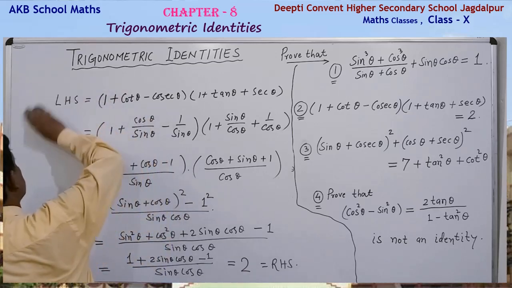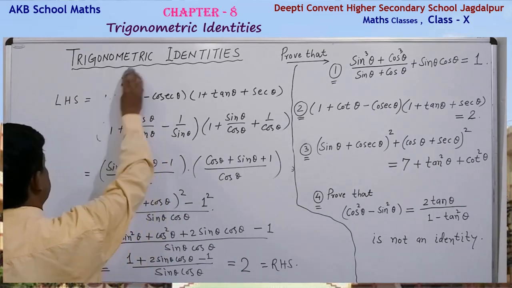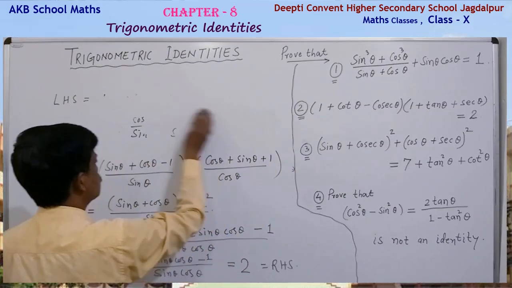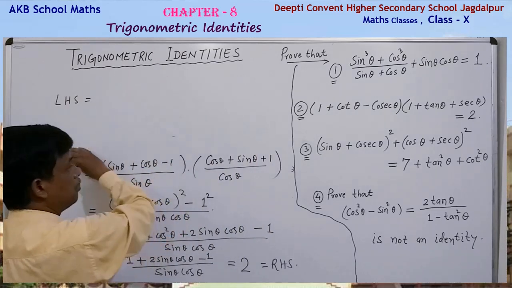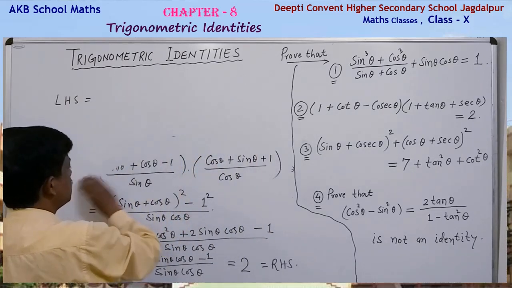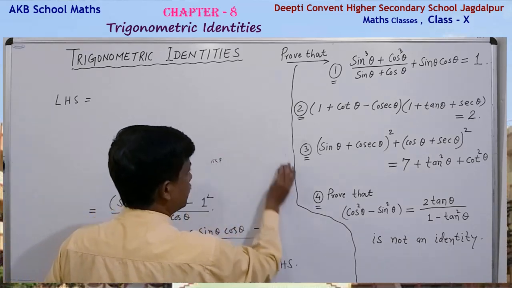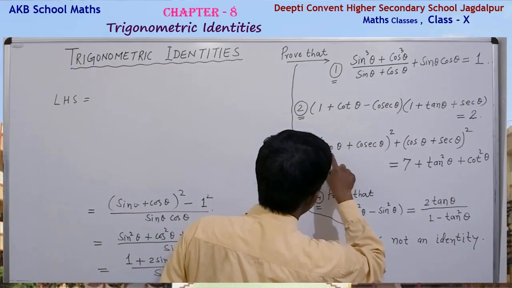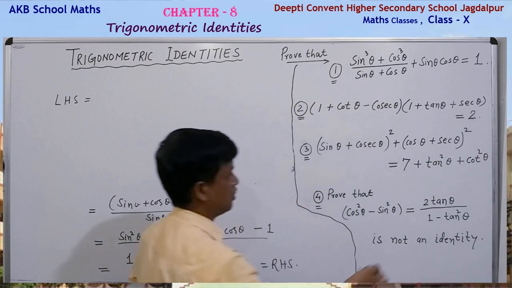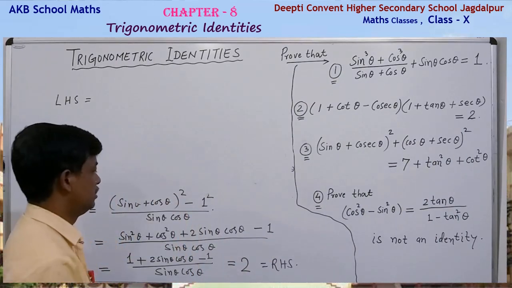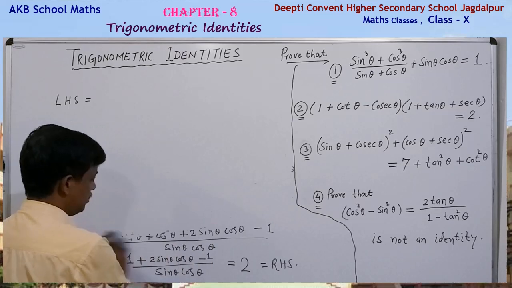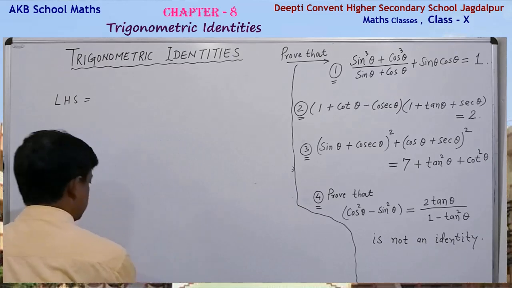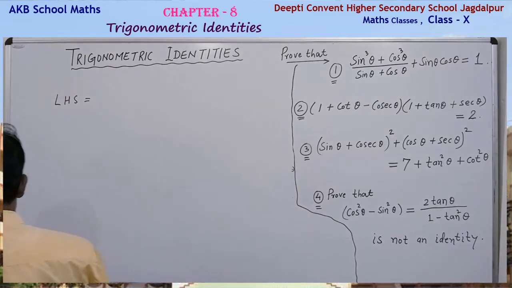Now take question third. What is third? Sin theta plus cosec theta whole square plus cos theta plus sec theta whole square. Here we are using a plus b whole square, and then we will proceed to get the right hand side. Clear? So let us try.